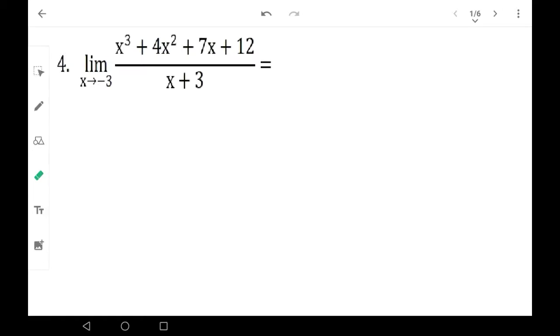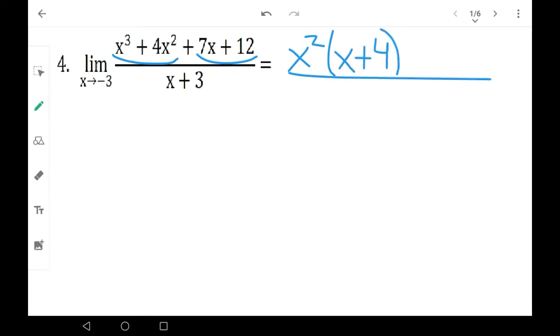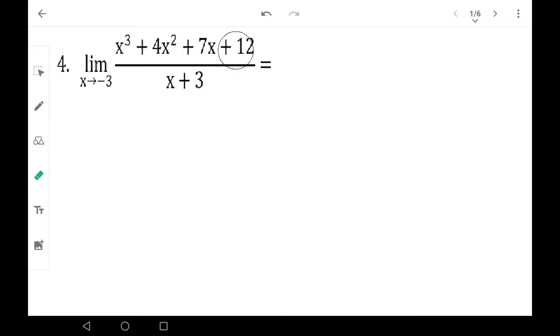How can we factor this? We cannot factor using the traditional factoring by grouping, right? Let's see what happens if we try. Between the x cubed and the 4x squared, I have x squared in common, and then I will have x plus 4 inside the parentheses. Then I have plus, but what can I factor between 7x and 12? They don't have anything in common. So here is the problem with my common factoring.